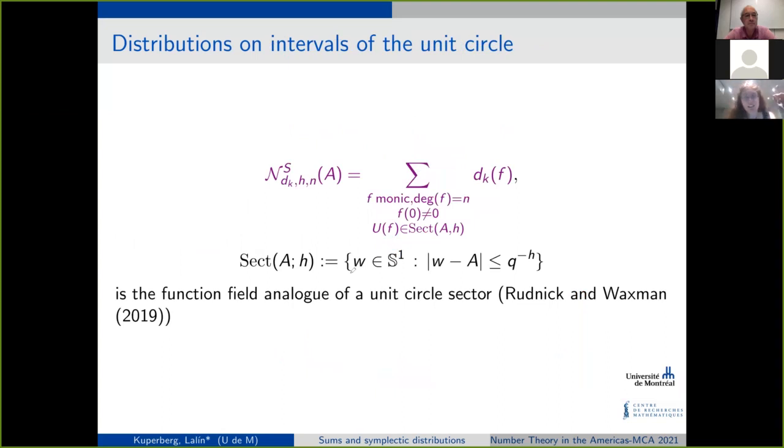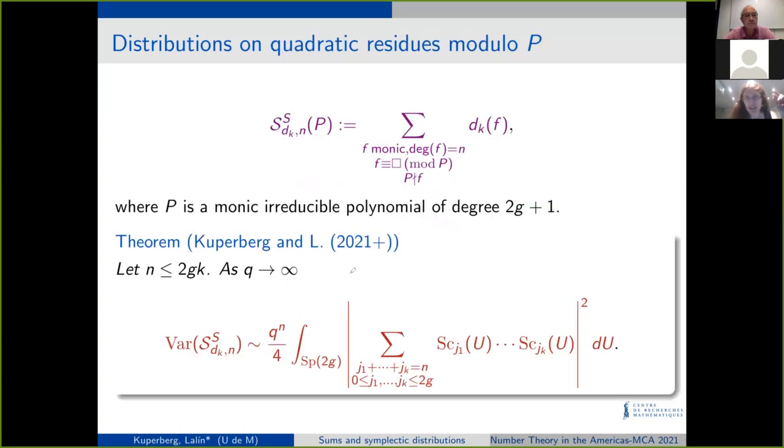So remember the initial problems. Let me go back a minute. The initial problems that I mentioned were short intervals and arithmetic progressions. I like to think about this problem as a version of arithmetic progression. I mean, it's not really, but we are congruent to a quadratic residue.